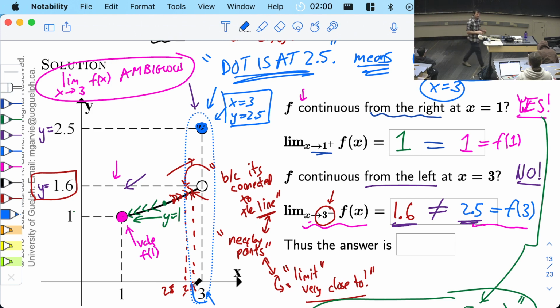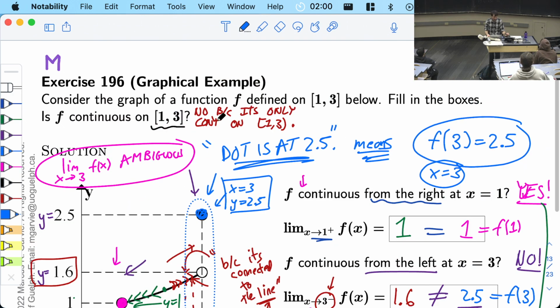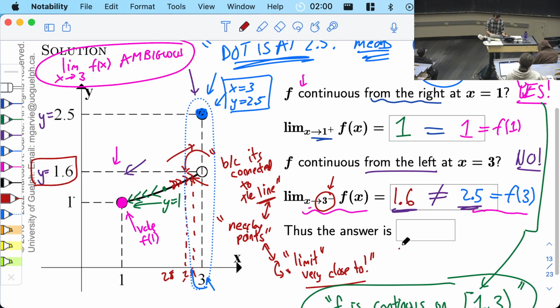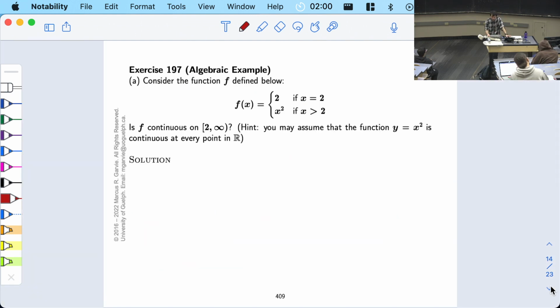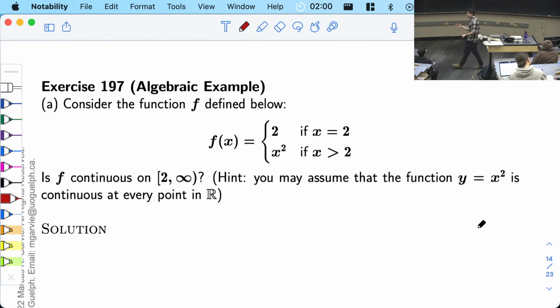Okay. So thus the answer is, I already said the answer. I said the answer is no. I guess this should have gone over here, but I like to make a war zone out of math. Okay, so here is another example. The last example was with a picture. This example is with algebra. Honestly, it's the exact same problem as before, but instead of giving you the information with a picture, they gave it to you with algebra.